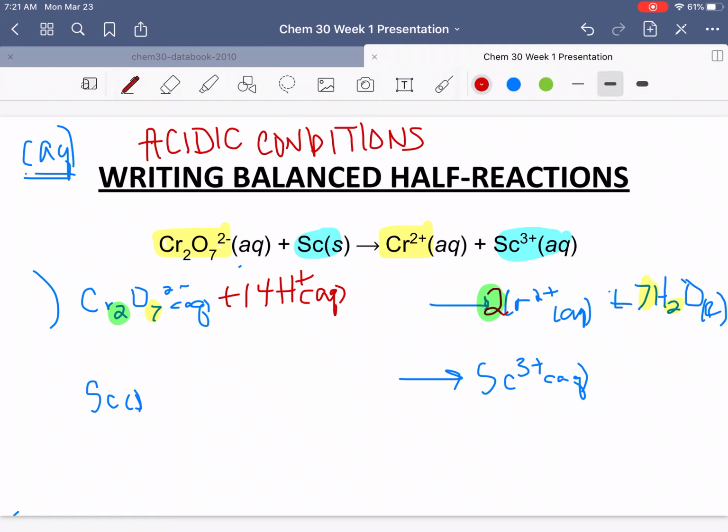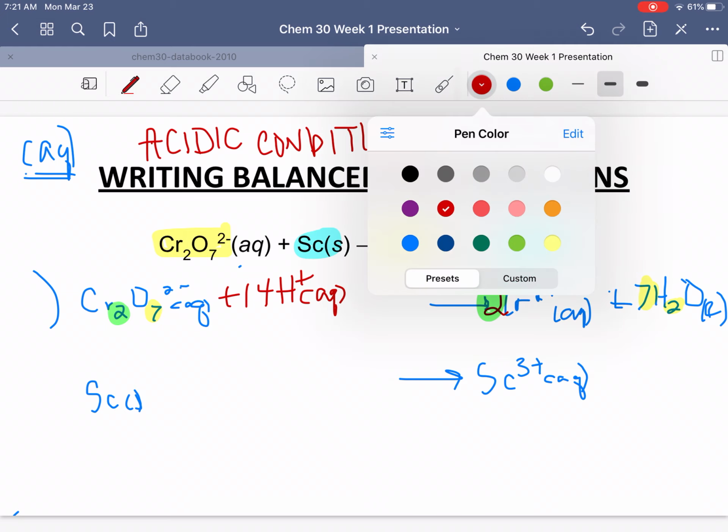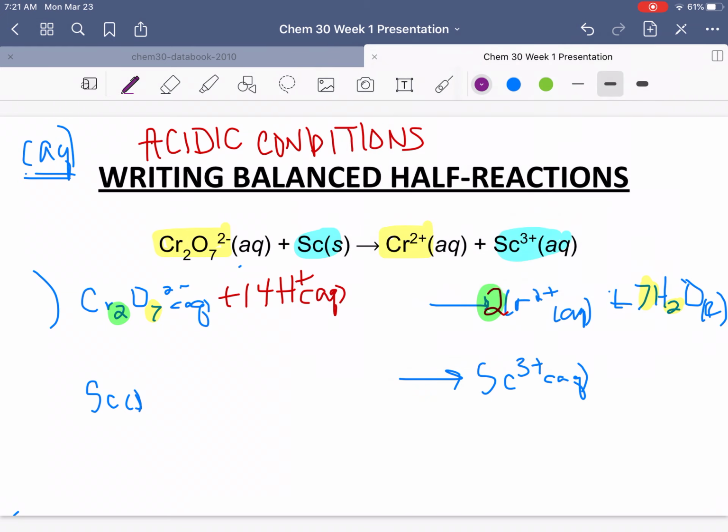Step 5, you need to glance through this and figure out, okay, what's actually happening with the electrons. And to figure that out, look at each side and look at the total charge. So on this entire side, I've got positive 14 contributed by those H pluses, and on the Cr2O7, I've got a total of negative 2. Positive 14 plus negative 2, there's a total charge here of positive 12.